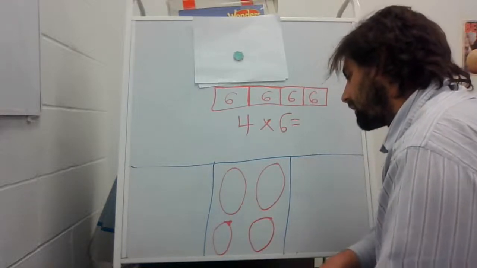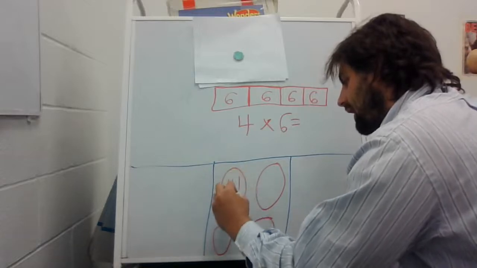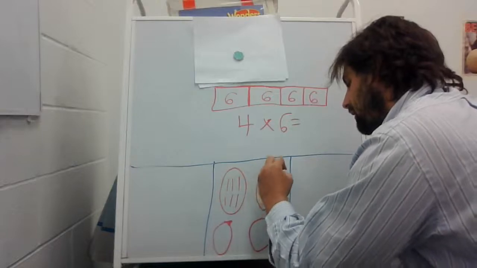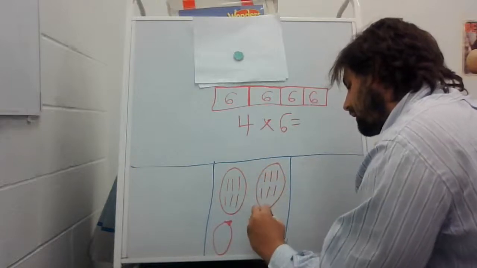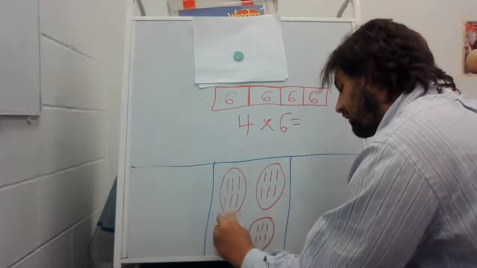All right, so I'm going to make 4 groups of 6. I'll use tallies this time. It doesn't really matter what item you use. I'm going to put 6 tallies in each circle now.